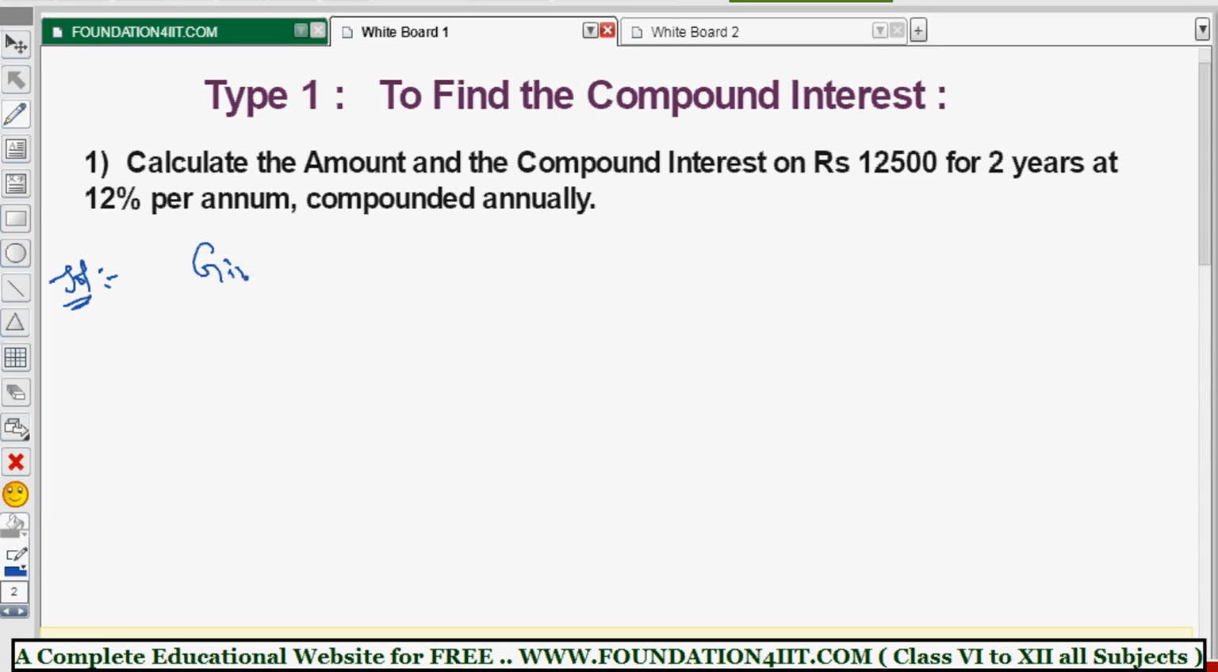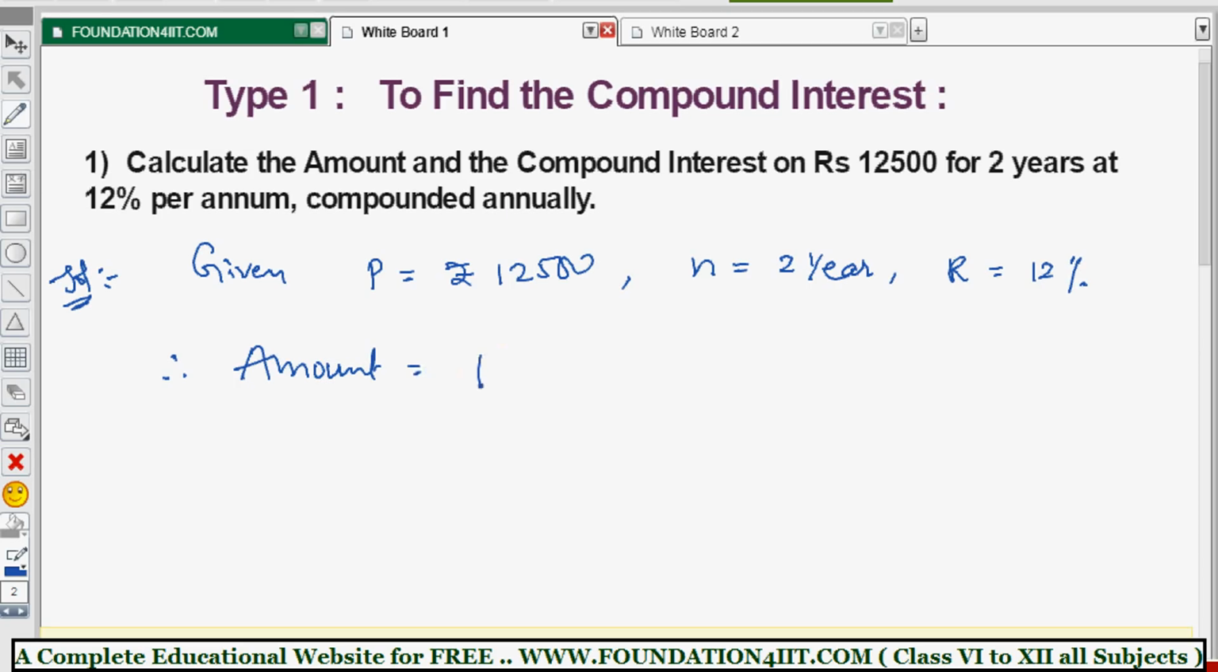So your given data is P equals rupees 12,500, time, that is N, equals 2 years, and R, the given rate of interest, is 12%, right? This is the parameter. Therefore now directly we'll apply the formula. Amount equals P into (1 plus R by 100) to the power N.